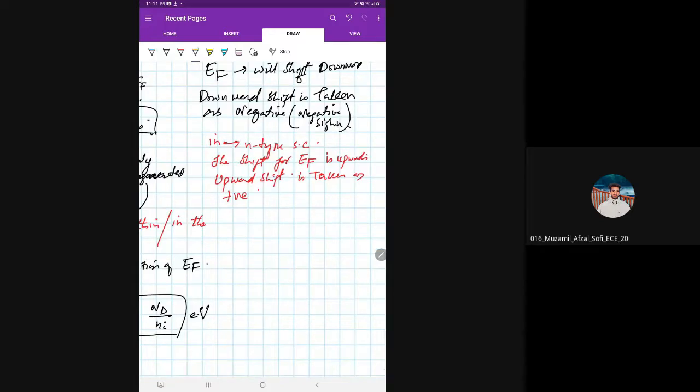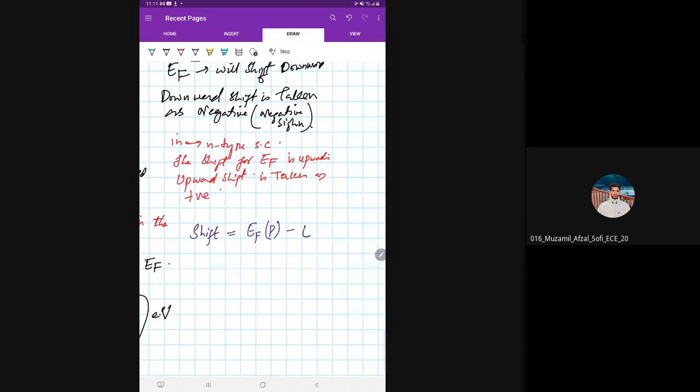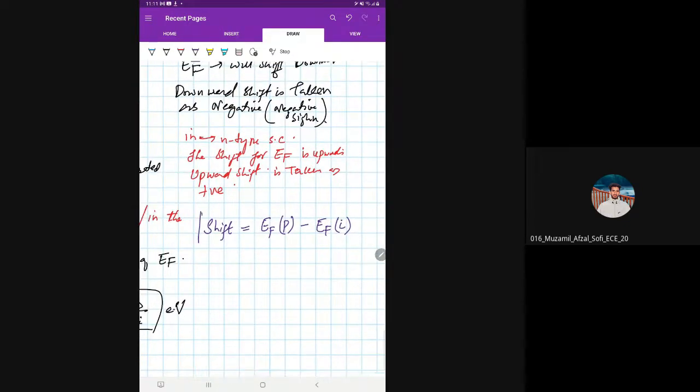Although I have told you verbally also, but we can write it down that shift in general is measured as the level of Fermi energy in, say, for example, p-type semiconductors minus the level of Fermi energy in intrinsic semiconductor. Okay, that is basically the shift. Now see, in intrinsic semiconductor it is at center. ठीक है, तो इसका वैल्यू होगा कहीं पे somewhere here. Say for example it is at the center.